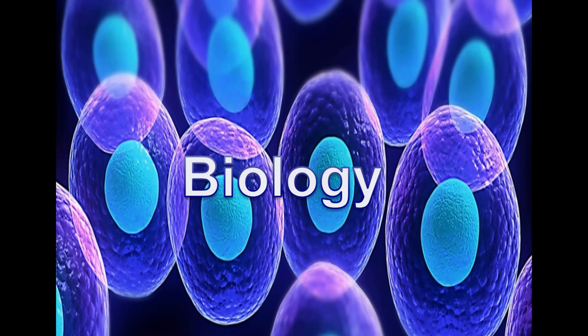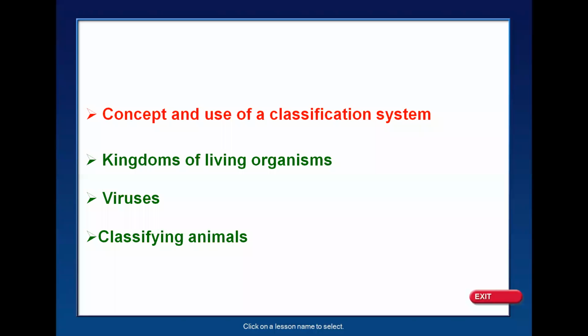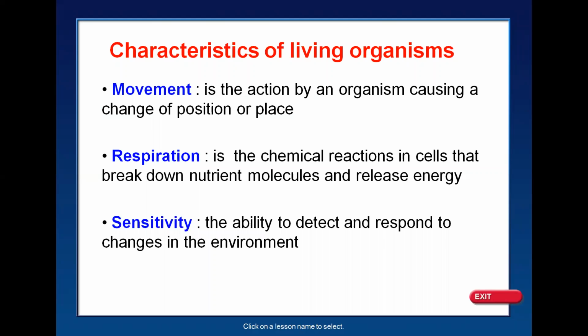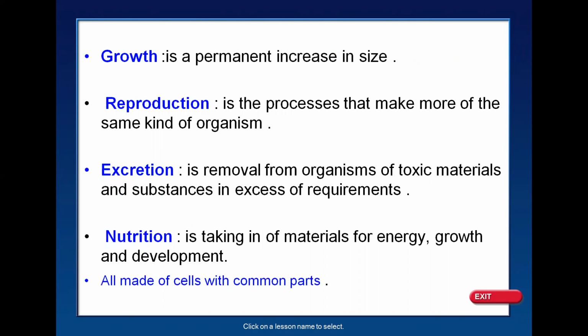In today's session, I'll be talking about characteristics of living organisms, concepts and use of classification system, kingdoms of living organisms, viruses, and classifying animals. So let's get started. All living organisms have a couple of characteristics in common, and they are movement, respiration, sensitivity, growth, reproduction, excretion, nutrition, and all made of cells with common parts.